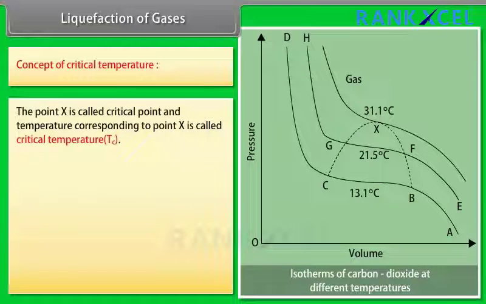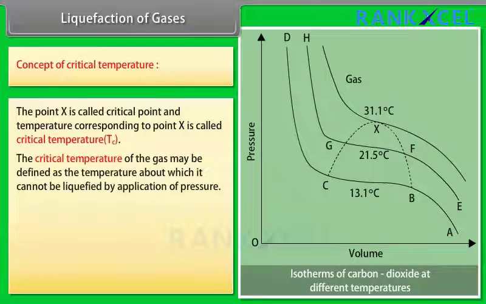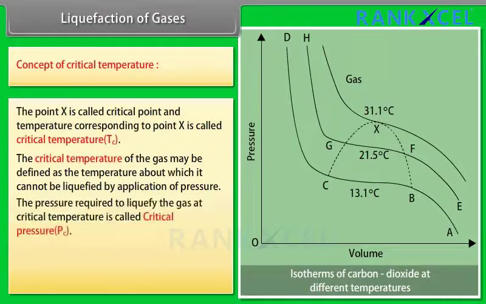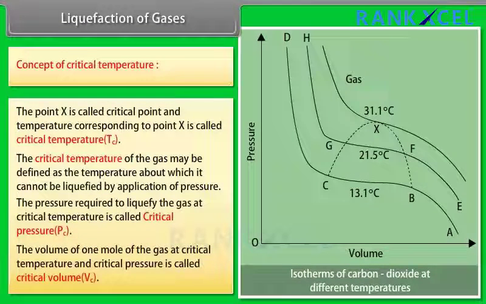The point X is called the critical point and the temperature corresponding to point X is called the critical temperature. The critical temperature of the gas may be defined as the temperature above which it cannot be liquefied by application of pressure. The pressure required to liquefy the gas at critical temperature is called critical pressure. The volume of 1 mole of the gas at critical temperature and critical pressure is called critical volume.